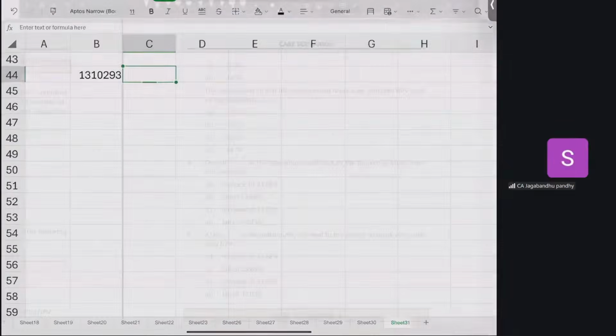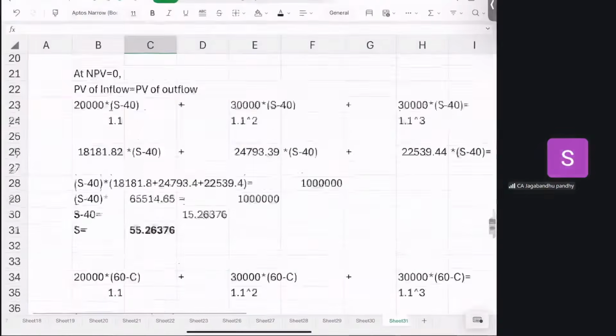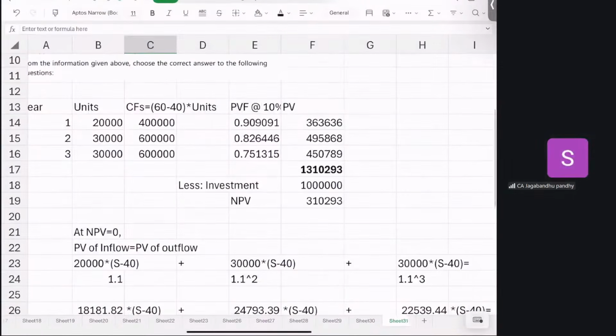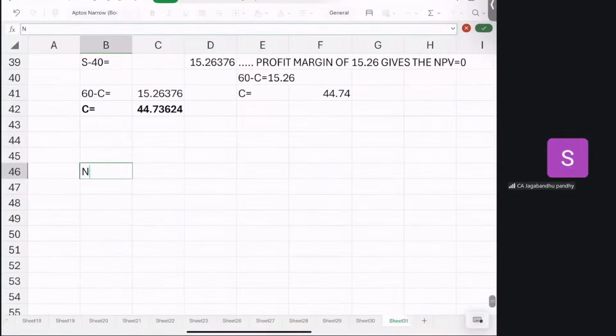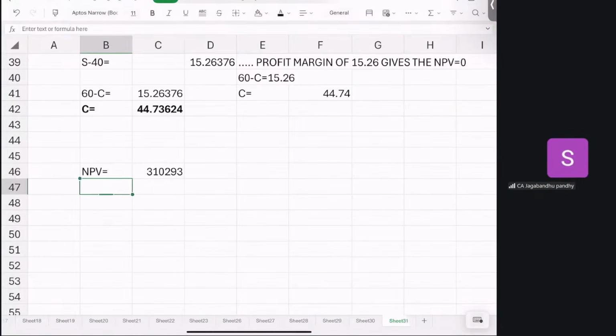So 13,10,293 is the amount of cash inflow that we have. The units are going to have an impact on the overall thing. So for the requisite percentage, the NPV currently is 3,10,293. The PV of inflow is this plus 10 lakh.